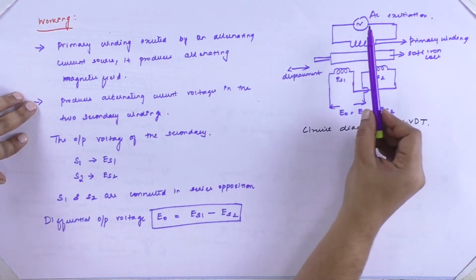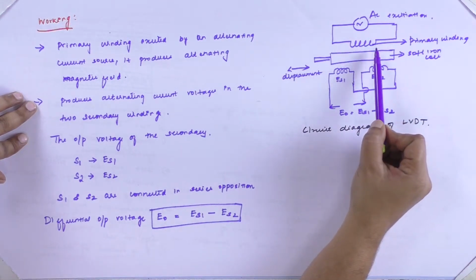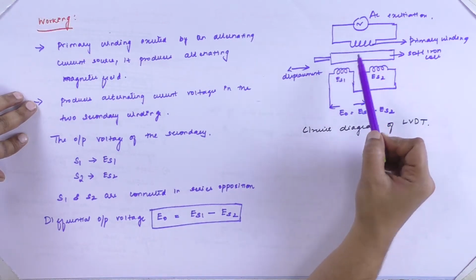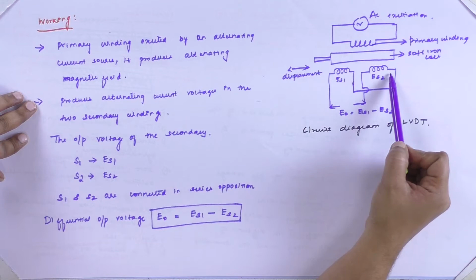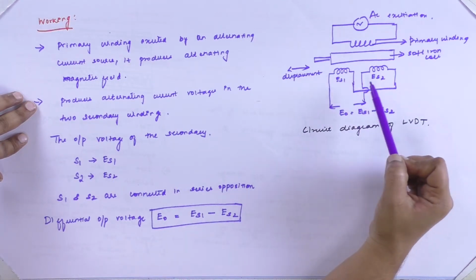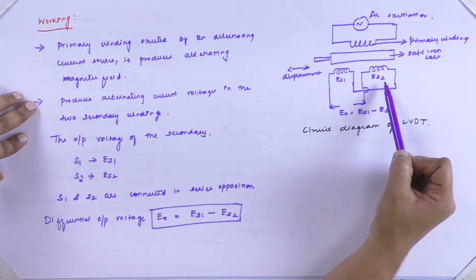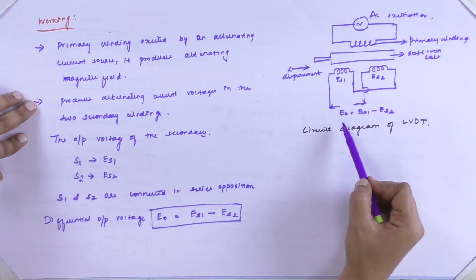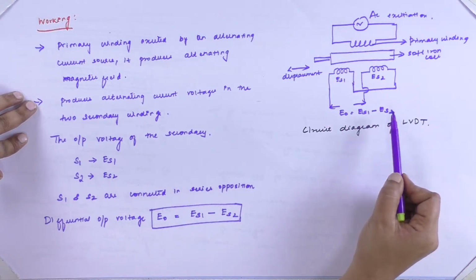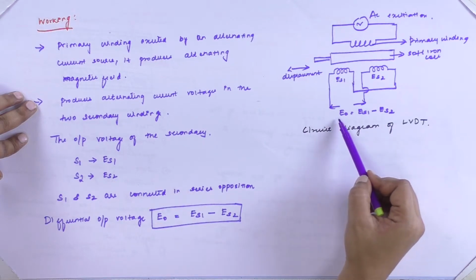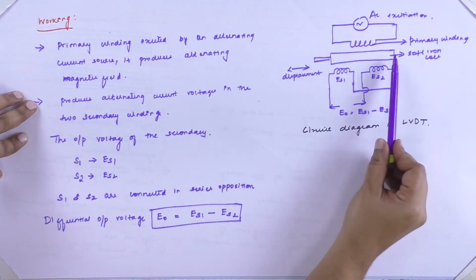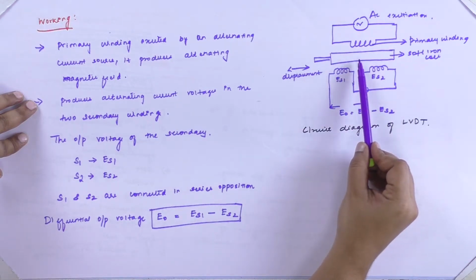Since the AC excitation is given to the primary winding of the LVDT, it produces an alternating magnetic field. So the flux produced in the primary will link with the secondaries S1 and S2, which in turn produces the alternating current voltages ES1 and ES2. Since these two secondary windings are connected in series opposition, we will get a differential voltage E0, which is equal to ES1 minus ES2. The output voltage E0 across the secondary varies according to the displacement of the soft iron core.